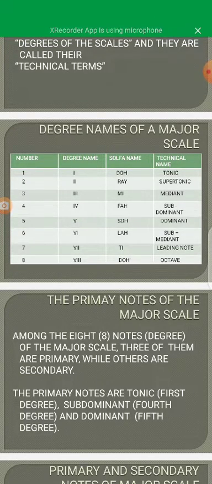It is represented with VI, and that's the degree name. So if I ask you what is the degree name of So, you're going to tell me it is V, means 5. Okay, let's continue. The sixth one is VI, as we earlier said, and the solfa name is La, while the technical name is submediant.